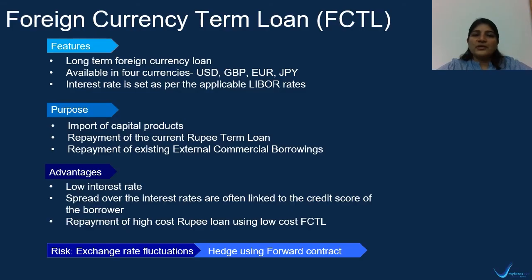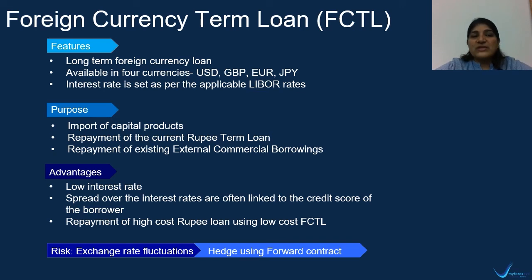The foreign currency term loan. The basic feature of this is it is long-term in nature. It is available in the four currencies, the dollar, pound, euro and the yen. The interest rate is set as per the applicable LIBOR rates. They're basically used for import of capital products. Repayment of the current rupee term loan, it can also be used for that. And a repayment of an existing ECB, the external commercial borrowings.